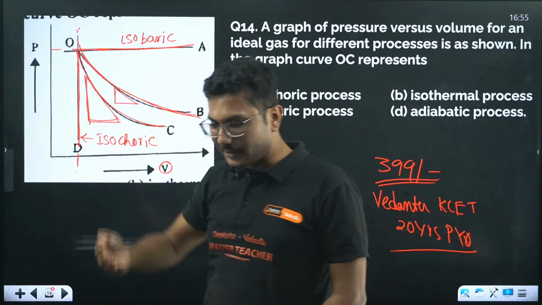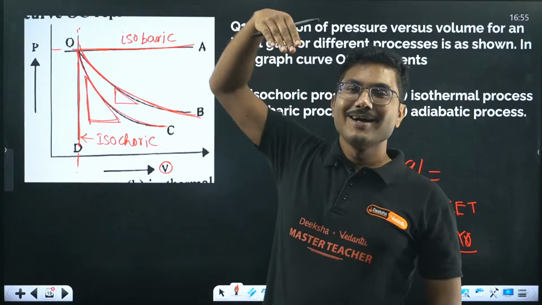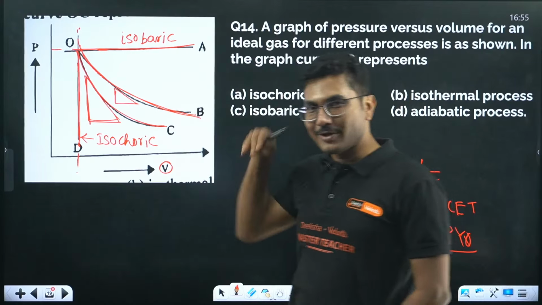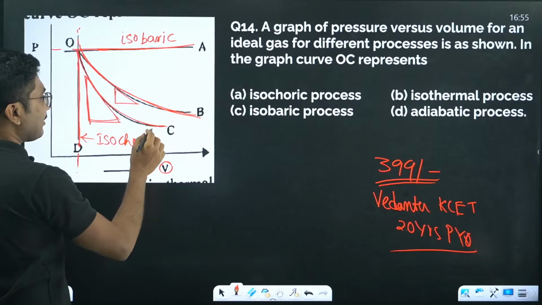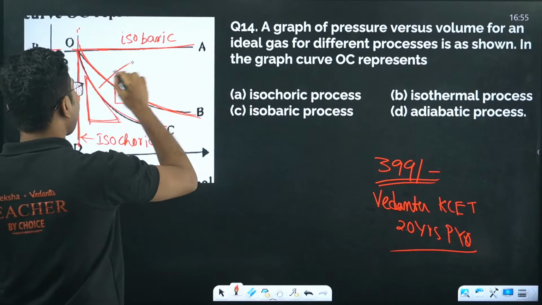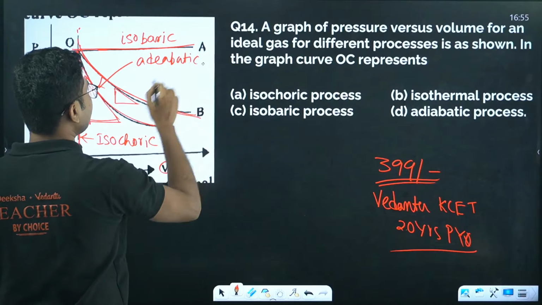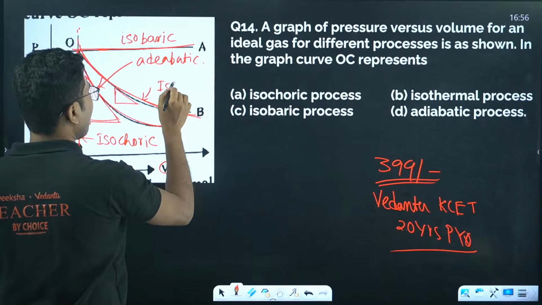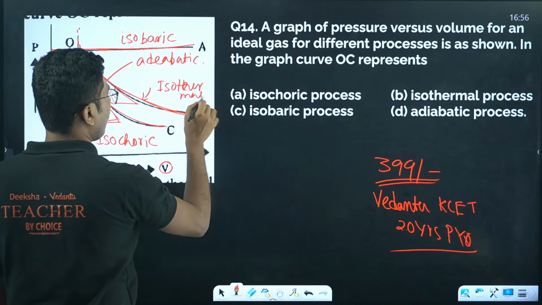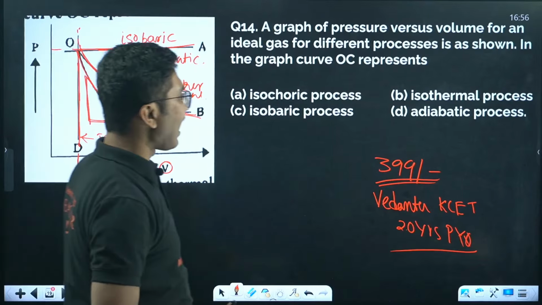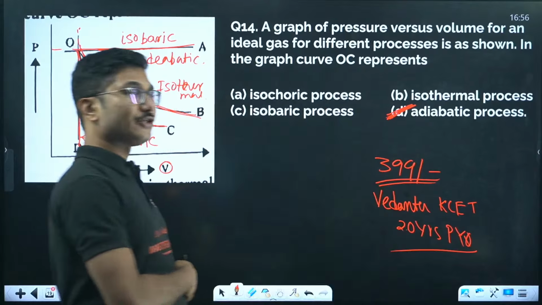When we were kids we used to slide along, right? Whoever had the steepest slide, we enjoyed that a lot because it takes very less time to reach the ground. So this is the steepest slide. So this is the adiabatic process. Remember, any steepest slide is actually the adiabatic process. This one is the isothermal process. So option C is adiabatic. Option D is correct.